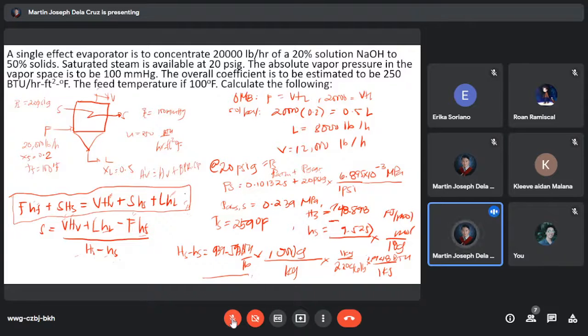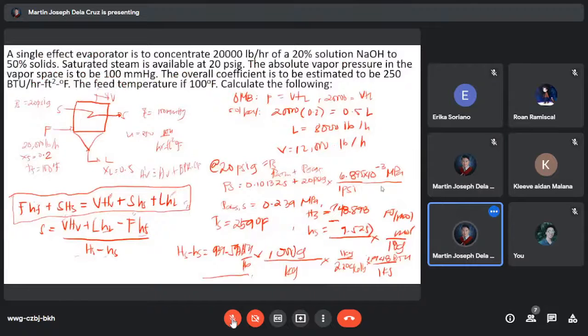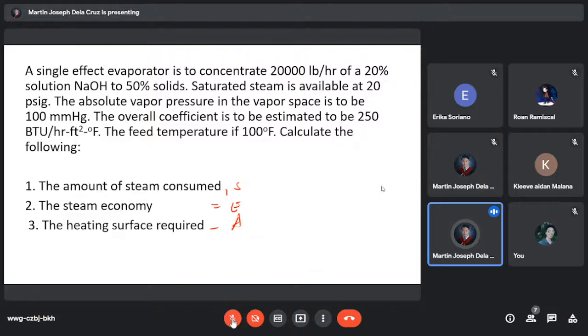Okay? So, and then another one is your pag-gauge at saka vacuum. Pag-gauge, plus na natin ng 180 m. Pag-vacuum, minus natin from 180 m. And then, ano pa? And then, yung boiling point rise class, practice lang. Okay? Yun lang. So, any questions?